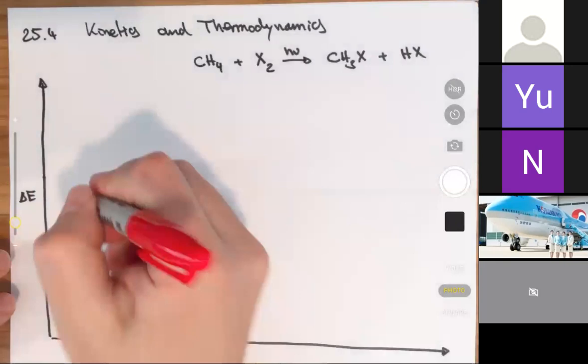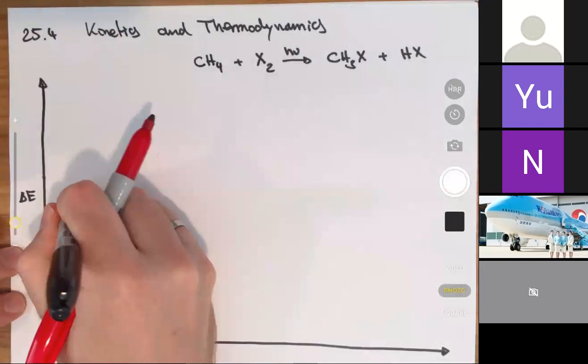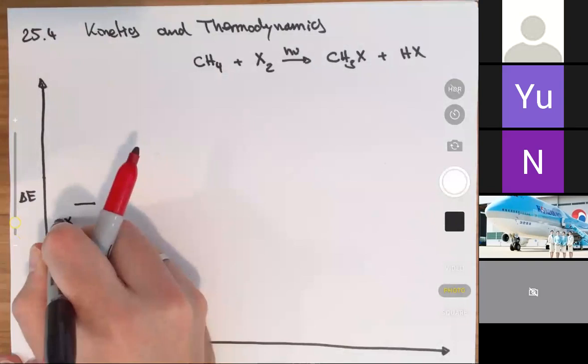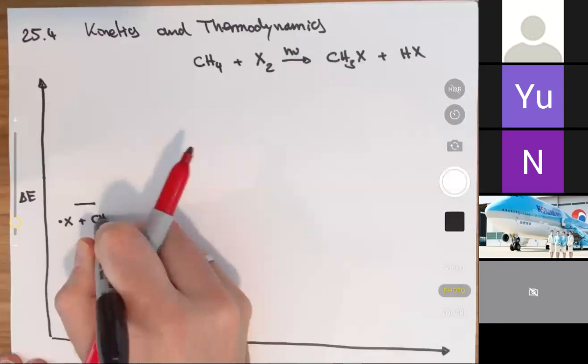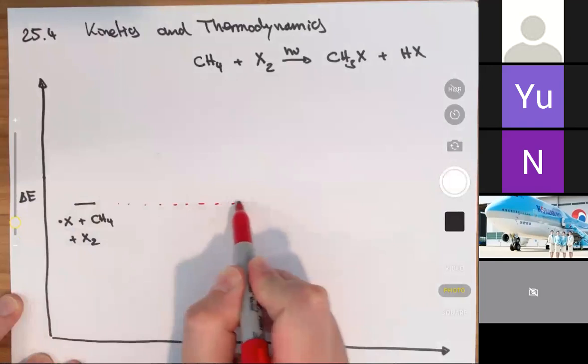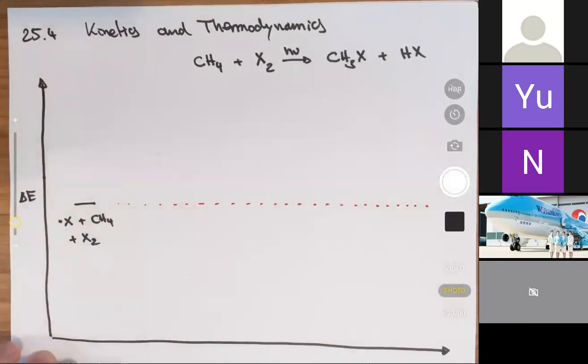Now I'm going to pick a starting point here. Let's say we calibrate them all to our starting material. And our starting material here is the X radical plus methane plus the halogen X2. And I will calibrate them all so that they are all with respect to the starting material, no matter whether we are talking about the brominated species, the chlorinated species, the iodinated species, or the fluorinated species. So those are the four halogens that we're going to be looking at.